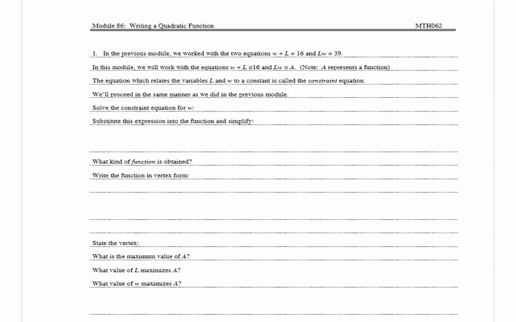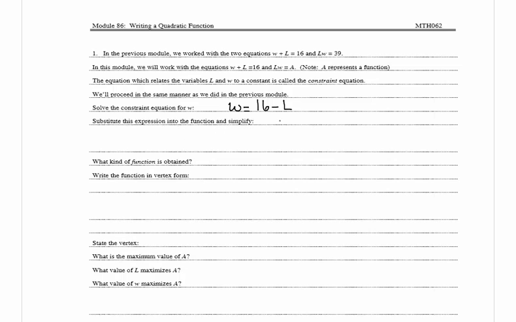The equation which relates the variables L and W to a constant is called the constraint equation. We'll proceed in the same manner as we did in the previous module. So the first thing they want us to do is solve the constraint equation for W. So we're going to subtract L from both sides, and we have W is equal to 16 minus L. And now we want to substitute the expression into the function and simplify.